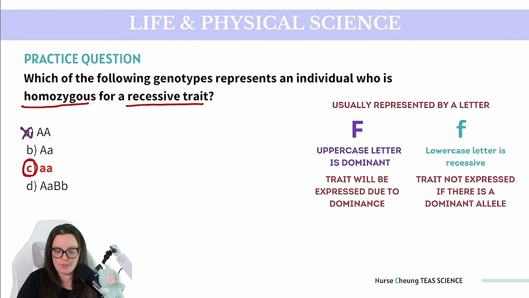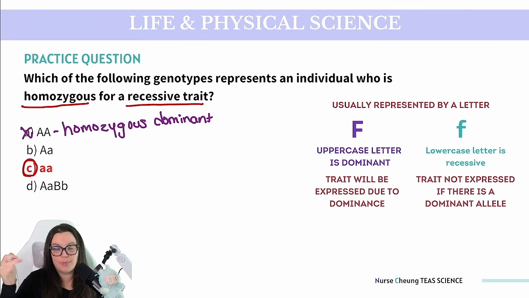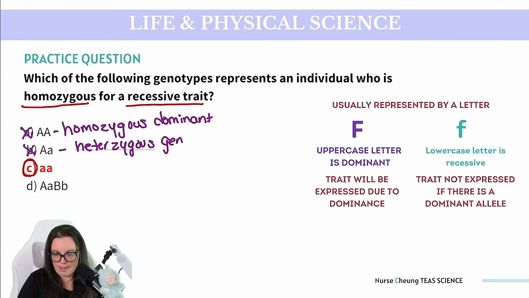Looking at the other ones, we have a homozygous dominant with A, capital A, capital A. With B, we have a heterozygous genotype. And with D, we have 2 heterozygous genotypes.